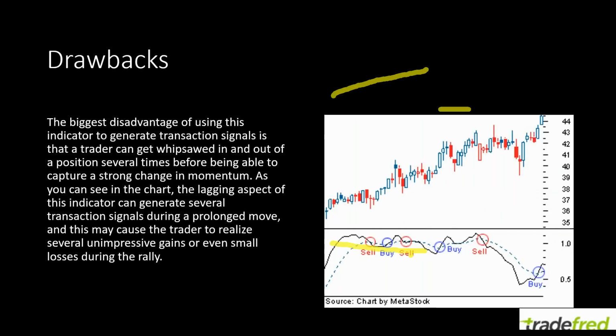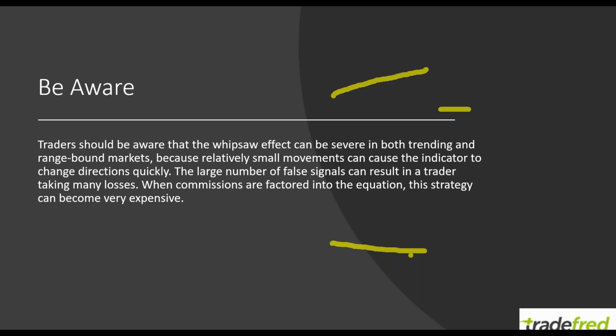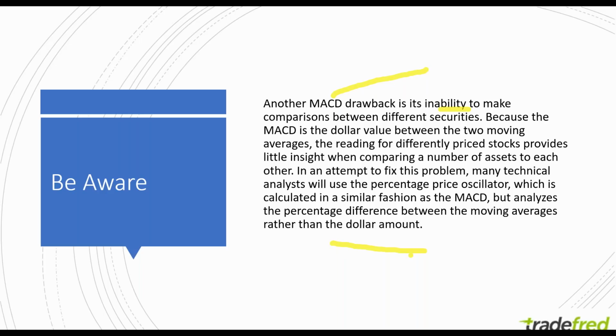Now, the biggest disadvantage of using this indicator to generate transaction signals is that a trader can get whipsawed in and out several times before being able to capture a strong change in momentum. So traders should be aware that the whipsaw effect can be severe in both trending and range-bound markets. And when commissions are factored in, the strategy can become expensive. So we want to use other indicators or other factors to make a determination. If we think of this as a buy alert or sell alert, we still have to then make a determination as to whether we're going to buy or sell.